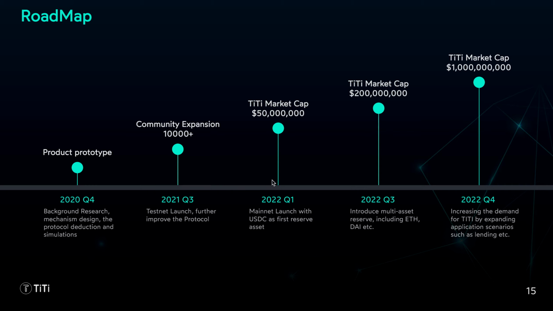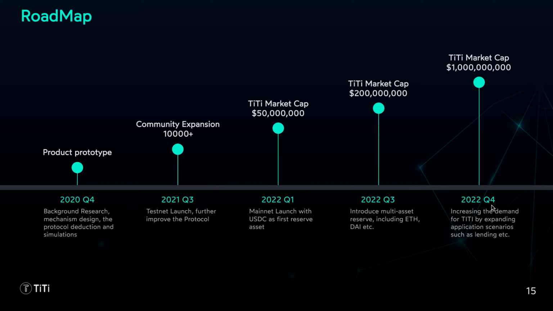In Q1 2022, the mainnet launches on Ethereum. USDC will be introduced and will last for 2 quarters. TiTi will reach a market cap of 50 million. In Q3 of 2022, volatile assets will be introduced, the ETH, WBTC, and DAI, etc. TiTi will reach a market cap of about 200 million.